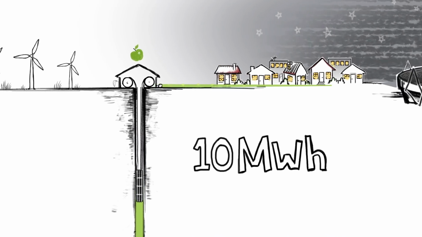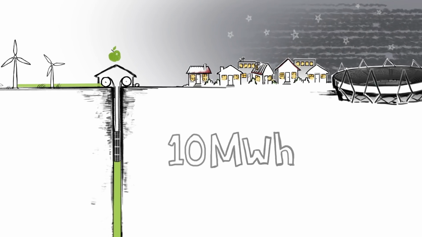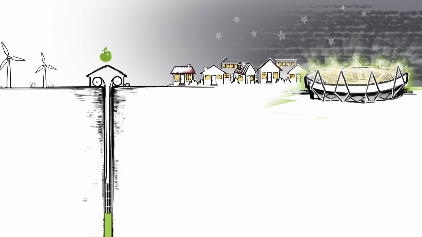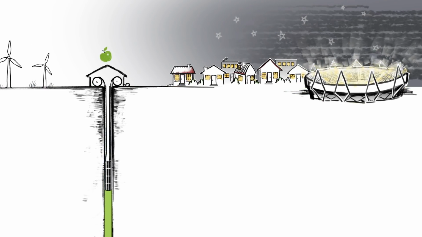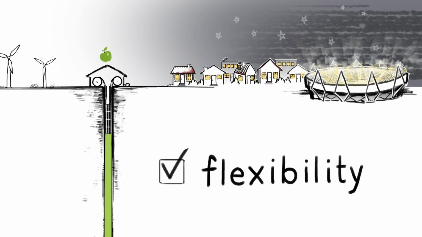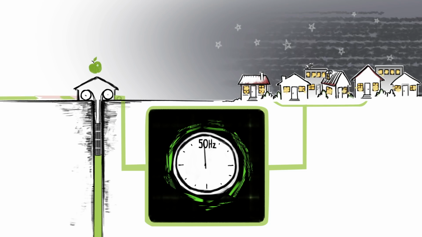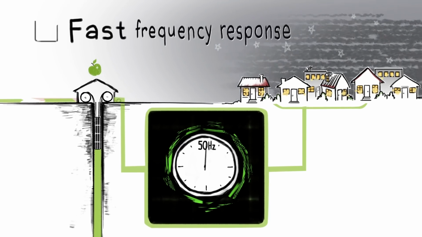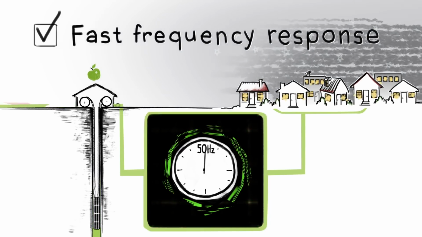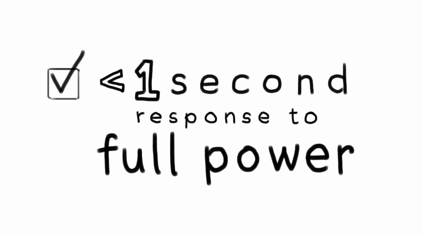Or, sophisticated winches and control systems can lower the weight very fast to deliver shorter bursts of very high power. It's this flexibility that makes Gravitricity unique. For example, electricity networks need to stabilise the grid at 50 Hz. Gravitricity is well suited to this because it can respond with full power in less than a second.